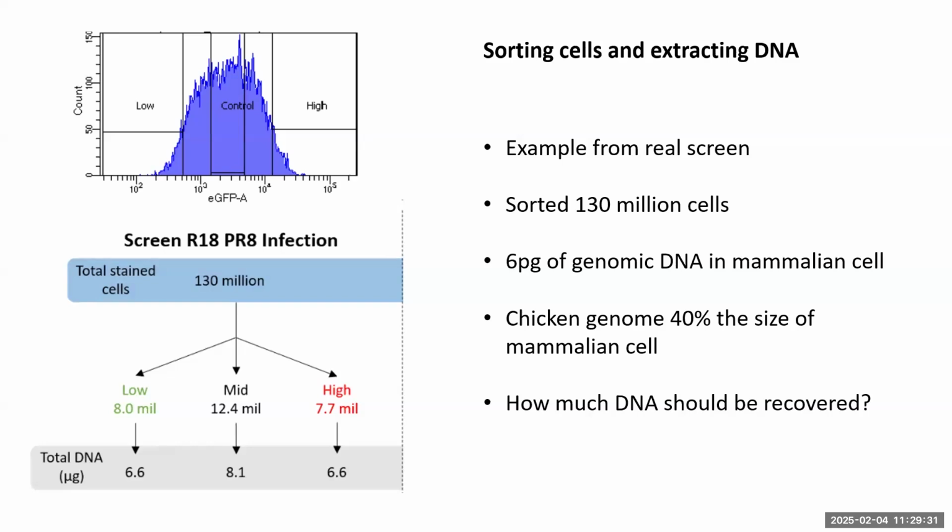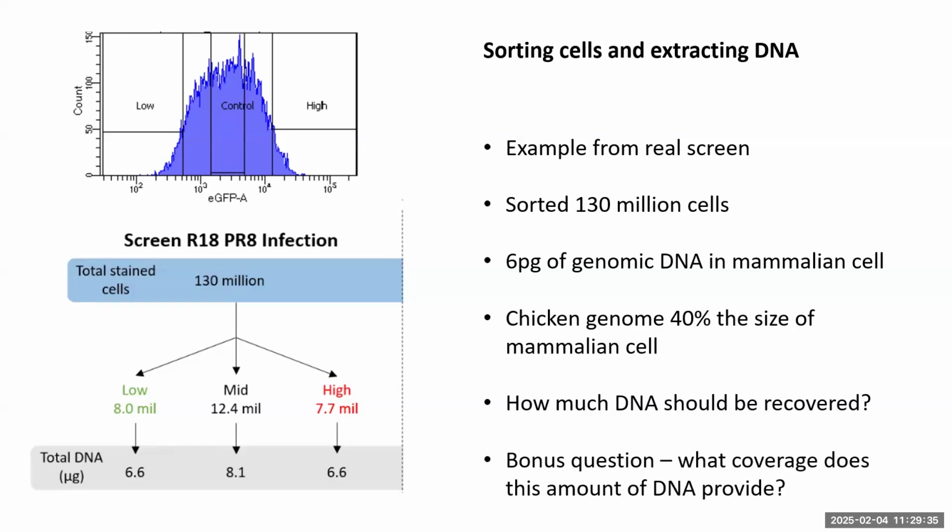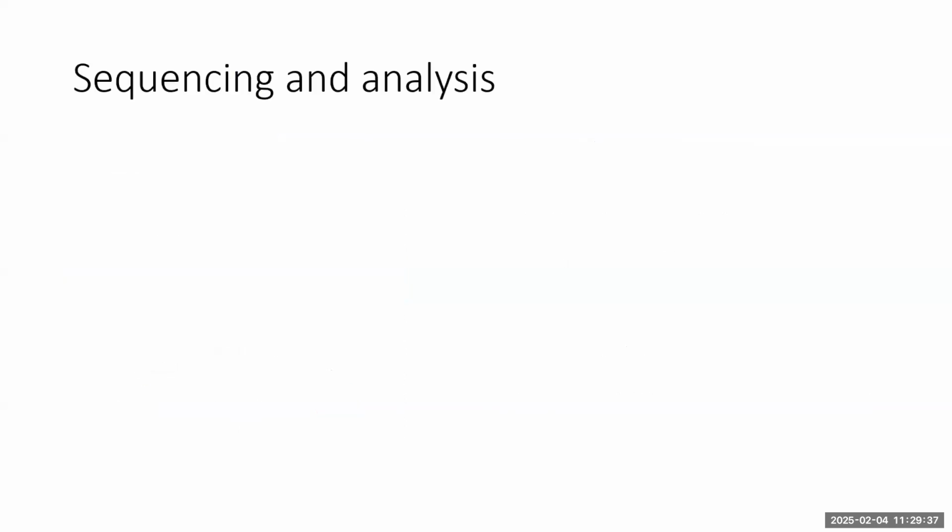You have the DNA. The next steps are to make your sequencing libraries. So you have your genomic DNA, and you need to essentially extract the guide sequence from that genomic DNA into a library, and sequence it, so you know how many of each of the guides are in those populations. That's the key information that we want to get from these screens.